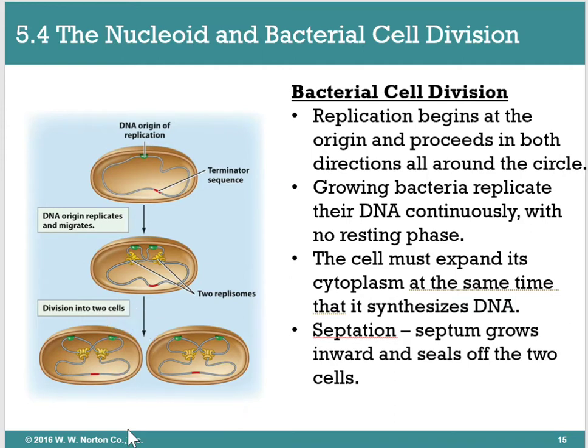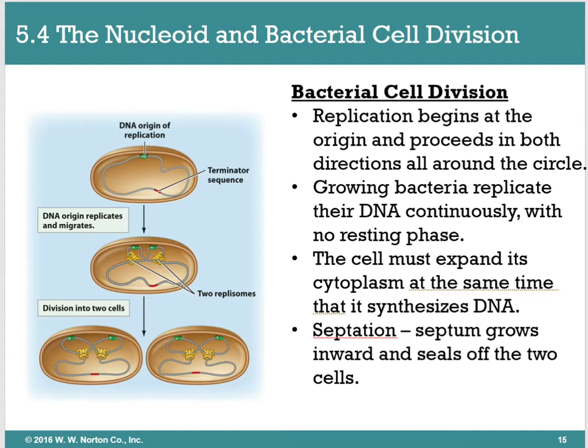And then separation will occur. So then they will divide into two separate cells. So once the DNA has been replicated completely, now we have two complete genomes, the cell will divide and form two daughter cells. So the replication of the DNA termination site will trigger the growth of the dividing cell. And then at that point, that's called the septum.